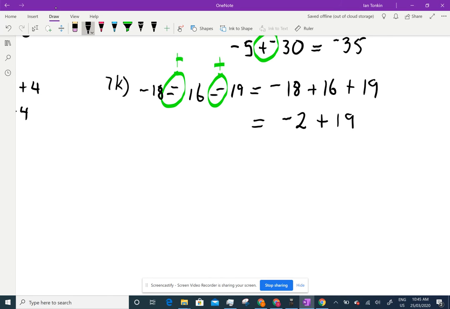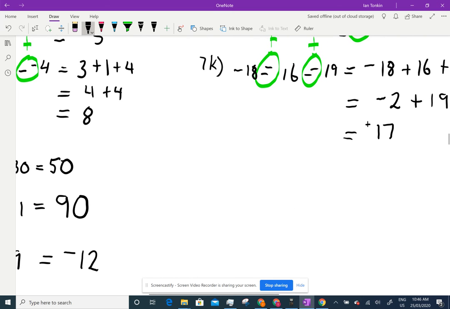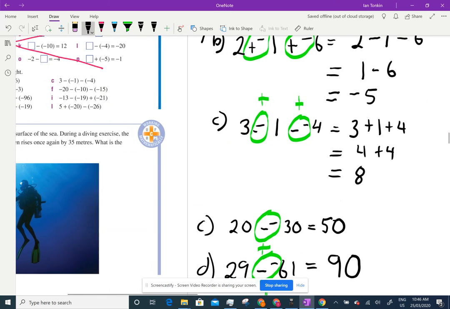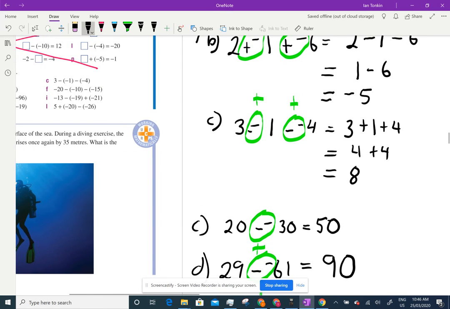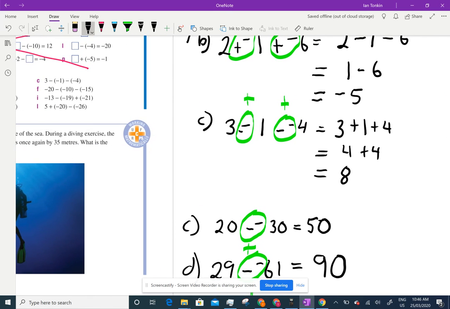Now, I've got to go 19 more spots to the right. Well, if I go 2 spots, I'll end up at 0. And then I've only got 17 to go, so I'll end up at positive 17. If you wanted to be really nice, you'd write a little positive sign there, but you don't need it. If you can do that, that's as good as you need to be. But have a go at L. I'm going to write it up now. You go away, have a go at it, and see if you can get it.